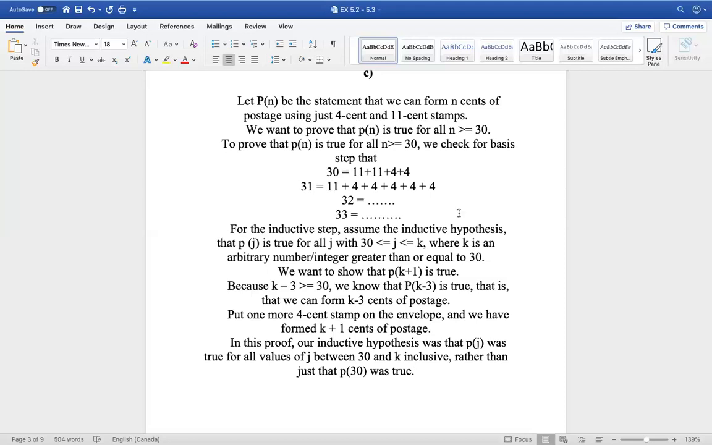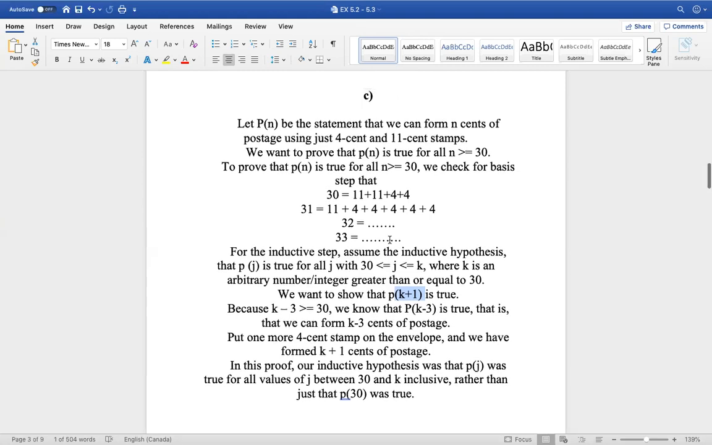Okay, so this is how we do strong induction. The difference is in the inductive hypothesis step. It's a little stronger hypothesis, and we try to prove whatever we need in the inductive step. So here we have the same thing. We're trying to prove that P of k plus 1 is true. Because k minus 3 is greater than or equal to 30, we know that P of k minus 3 is true.